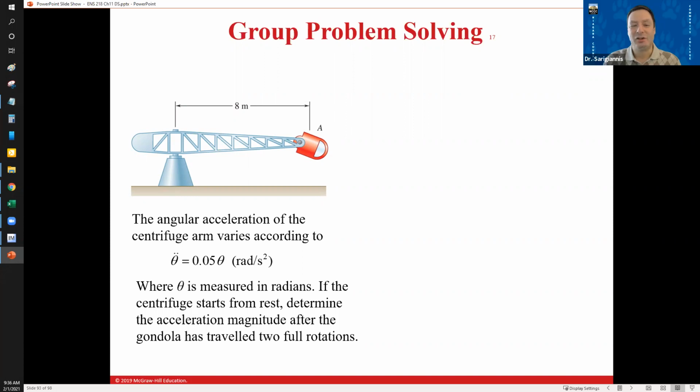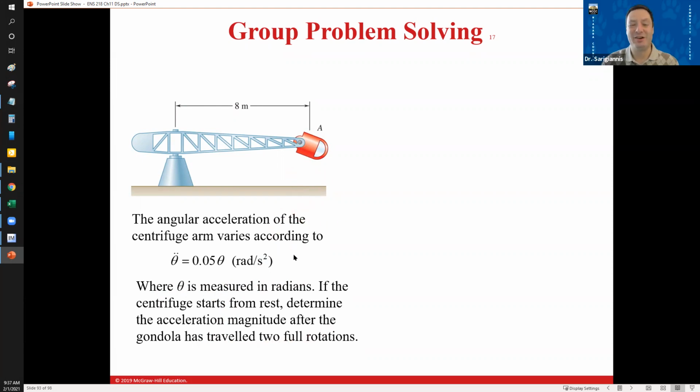Angular acceleration. So this is basically taking a similar problem to what we had, and we have different information now, right? Here we have the angular acceleration of this centrifugal arm varies by this equation. And they tell you the second derivative of theta is 0.05 theta radians per second squared, and theta is measured in radians. If the centrifuge starts from rest, determine the acceleration magnitude after the gondola, they're calling it a gondola now, like it's a nice peaceful ride, has traveled 2 full rotations.